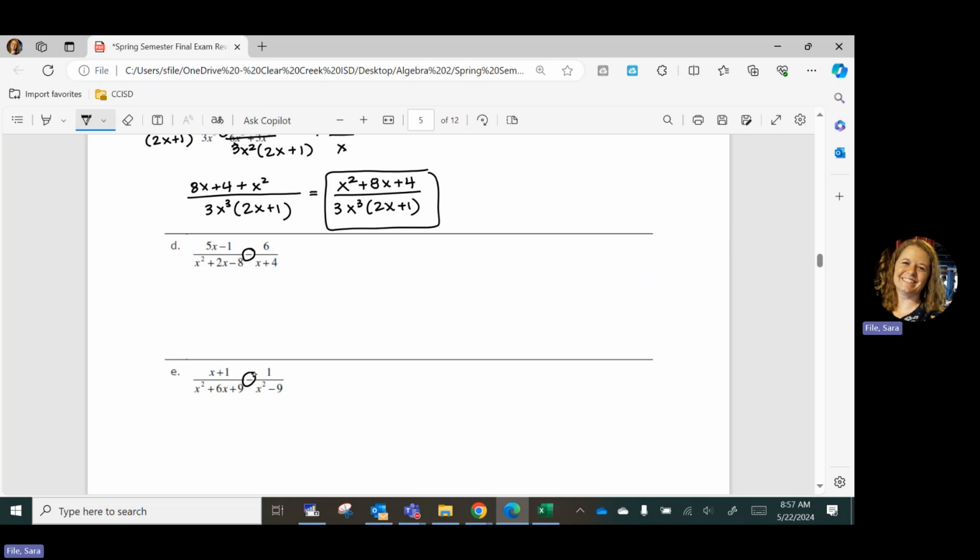Okay, so I first need to try and get a common denominator, but I gotta get these in factored form. So the factors of -8 that add to 2 would be +4 and -2. Okay, so this is my denominator on the left. This is my denominator on the right. They both have the x plus 4, so this side just needs the x minus 2.